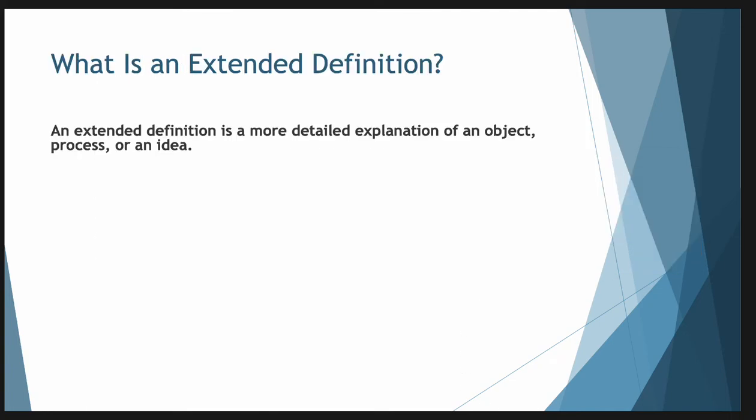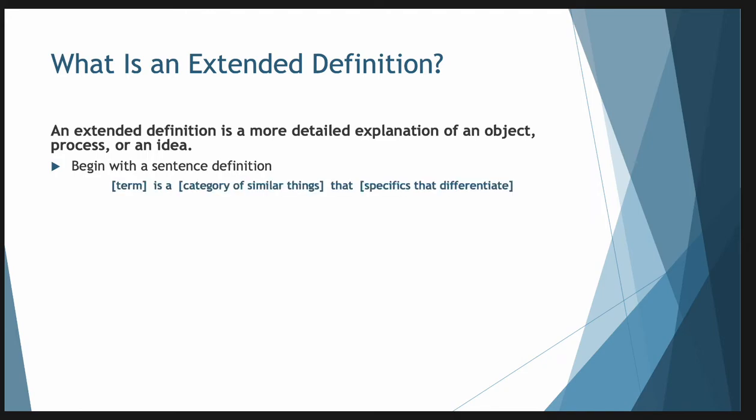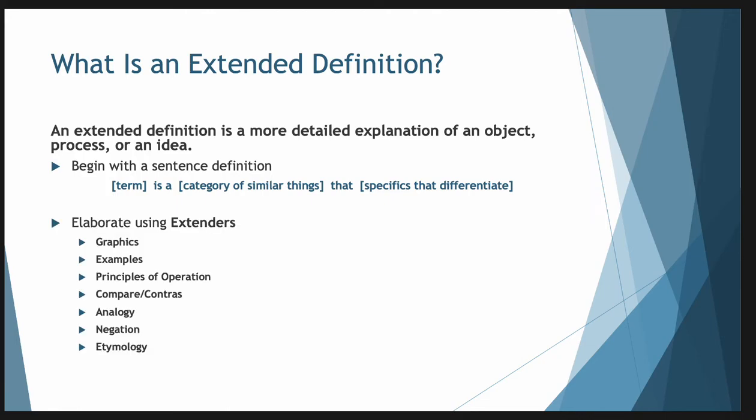So an extended definition, as our textbook says, is a more detailed explanation of an object, process, or an idea. It usually starts with a sentence level definition. And remember that sentence level definition puts a term, object, process, or idea in a category of similar things and then differentiates them from that. So technical writing is a type of writing that is used in the science and technical fields, would be an example of a sentence definition. You're going to make your sentence definition specific to your major or your career goals.